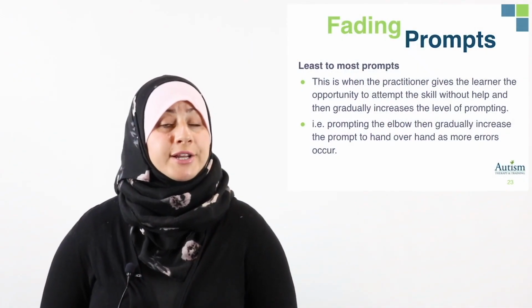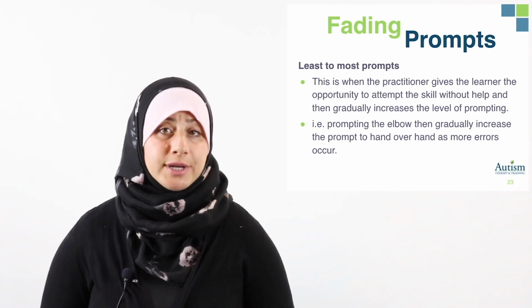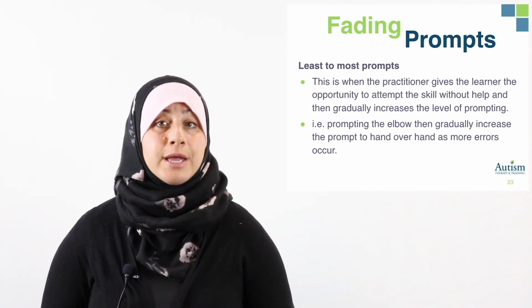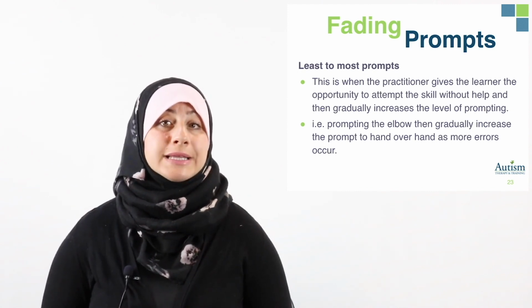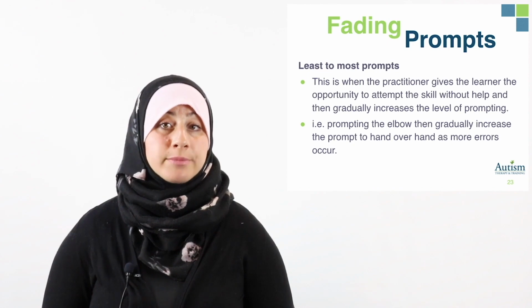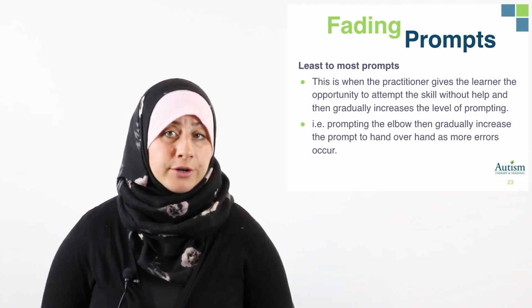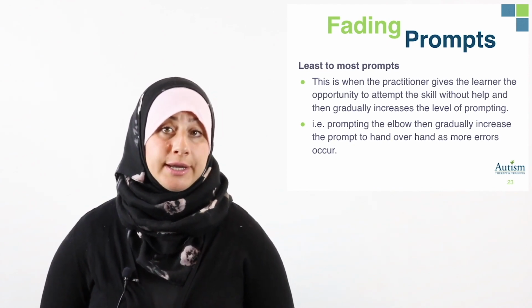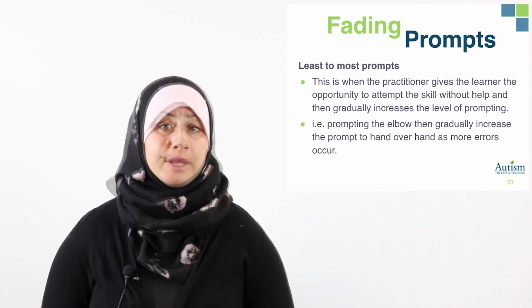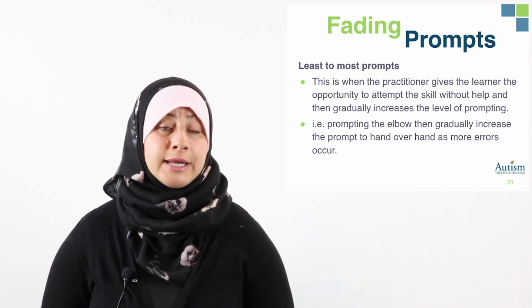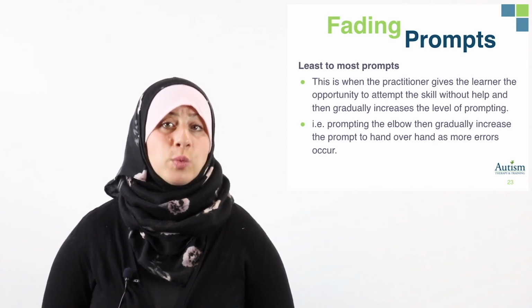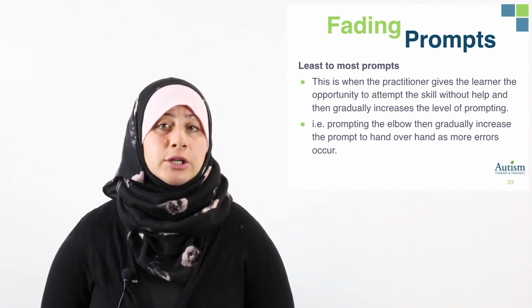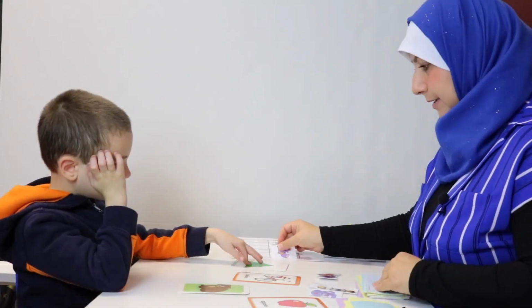Okay, let's continue. Least to most prompts is when the practitioner gives the learner the opportunity to attempt the skill without help, then gradually increases the level of prompting. For example, prompting the elbow, then gradually increasing the prompt to hand over hand as more errors occur. The issue here is we're allowing errors to occur. If you don't teach appropriately and don't have a clean trial, you can accidentally reinforce the error with the correct response. Let's take a look at this one. Show me waving.